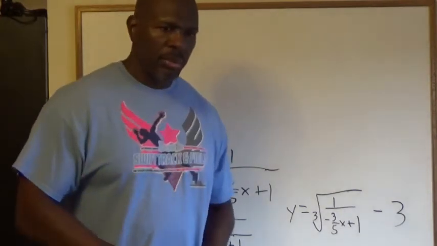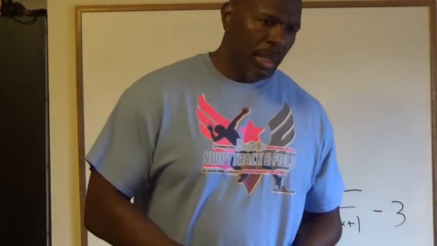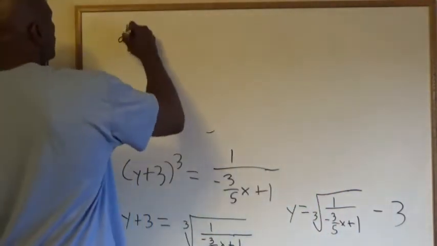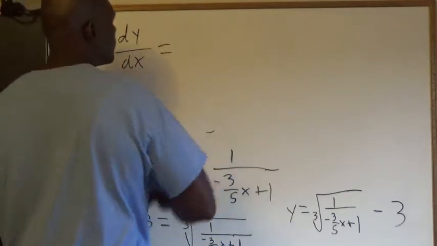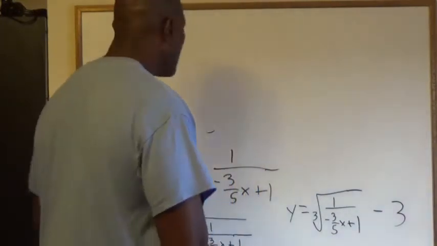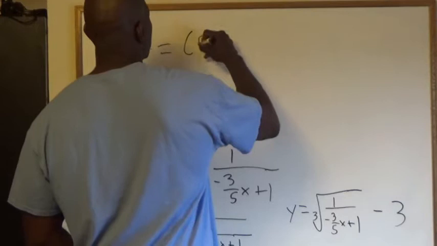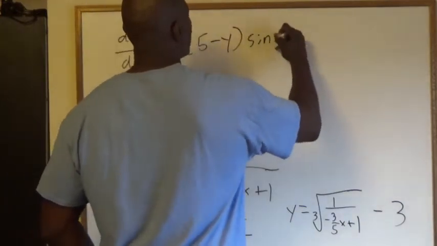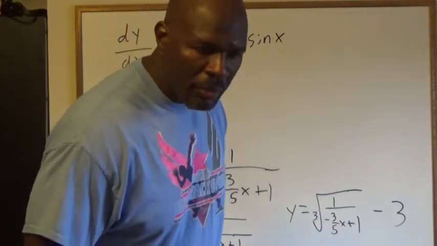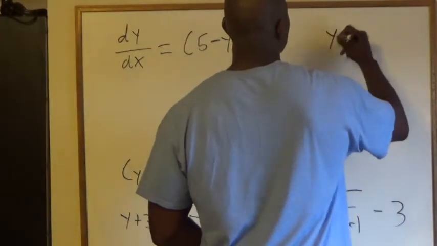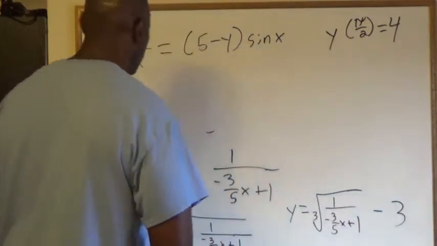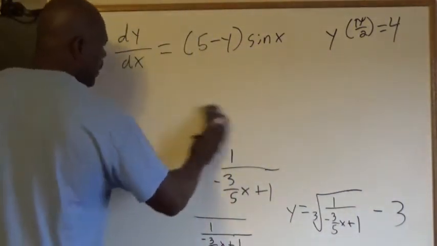Alright, so example 2 I have here is dy by dx is 5 minus y times sine x, and the initial condition is y of pi over 2 is 4. Alright, there's the problem.